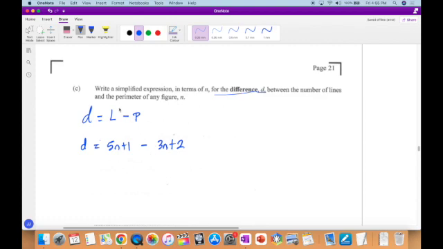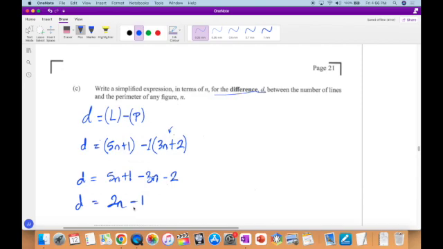Now, one thing is that this expression minus this expression, and watch how brackets help. This is L minus this is P. And so this minus here actually makes everything in P negative. So it's really 5n plus 1 minus 3n minus 2. Because you could see this as a minus 1 outside multiplying by inside the brackets. We know how negative things work, right? So 5n minus 3n is 2n, and 1 minus 2 is minus 1. So d, the difference, is 2n minus 1.